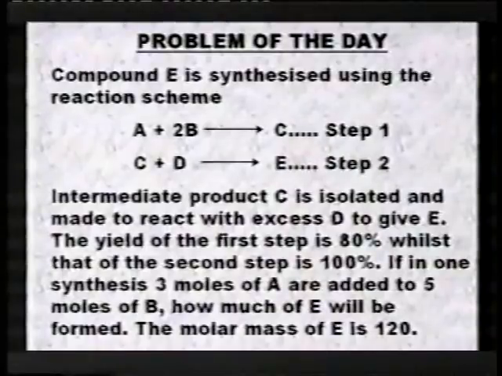Compound E is synthesized using the reaction scheme. 1 mole of A reacts with 2 moles of B to give 1 mole of C, that's step one. And then 1 mole of C reacts with excess D to give 1 mole of E. That's step two. Intermediate product C is isolated and made to react with excess D to give E. The yield of the first step is 80%, whilst that of the second step is 100%. If in one synthesis, 3 moles of A are added to 5 moles of B, how much of E will be formed? The molar mass of E is 120. Viewers, that is the problem of the day.